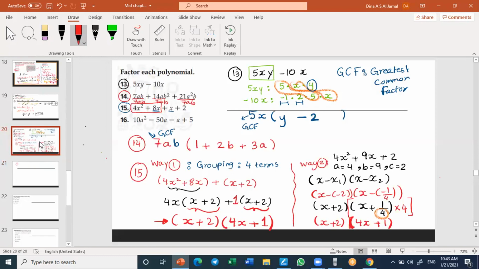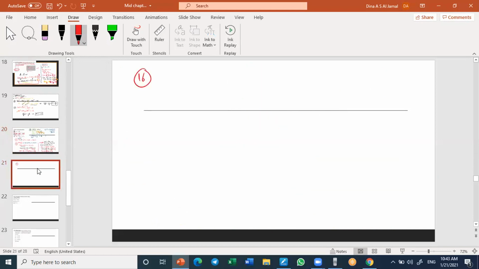10a squared minus 50a minus a plus 5. So let's write it here, 10a squared minus 50a minus a plus 5. So let's pay attention to this. Here I can take the first two terms together, but think what would be here the GCF. So here we are having 10 and we are having a. So if I factor them, I will be having here a minus 5. But here I'm having the opposite.